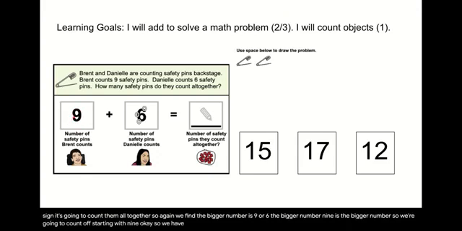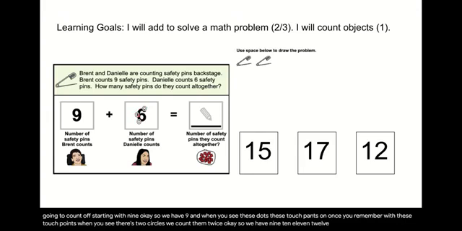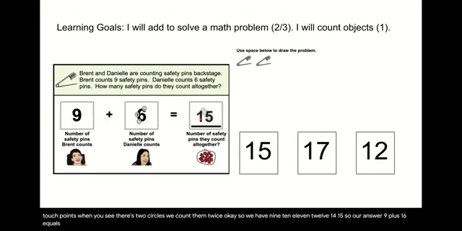Okay, so we have 9. And when you see these dots, these touch points, I want you to remember, when you see there's 2 circles, we count them twice. Okay, so we have 9, 10, 11, 12, 13, 14, 15. So our answer, 9 plus 6 equals 15. Now, before we decide that our work is complete, we are going to check our work, okay?